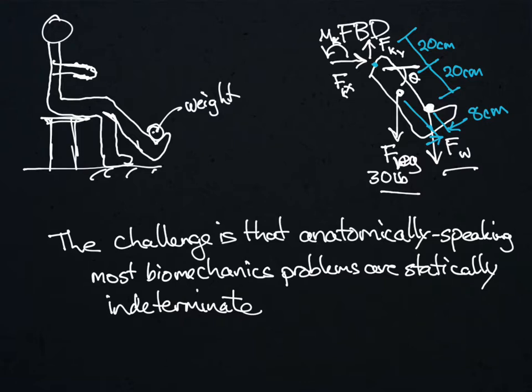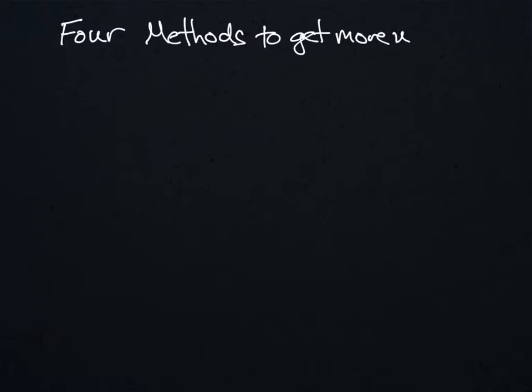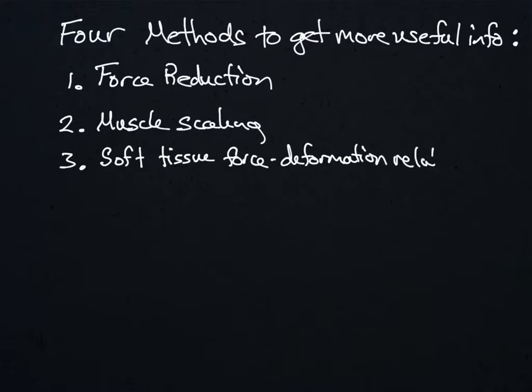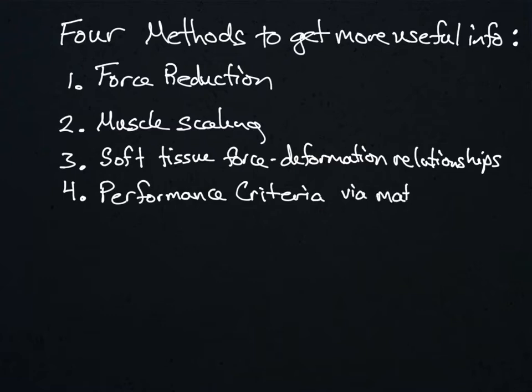So we need a way to simplify that, and using the internal forces at the joint was one very common way to tell us some information about the motion and how that's affecting the body. But there are a couple more ways that we can use to try and get information about the forces themselves. So here are 4 methods that we're going to talk about to get more useful information. 1, force reduction. 2, muscle scaling. 3, soft tissue deformation relationships. And 4, performance criteria and mathematical optimization using performance criteria.